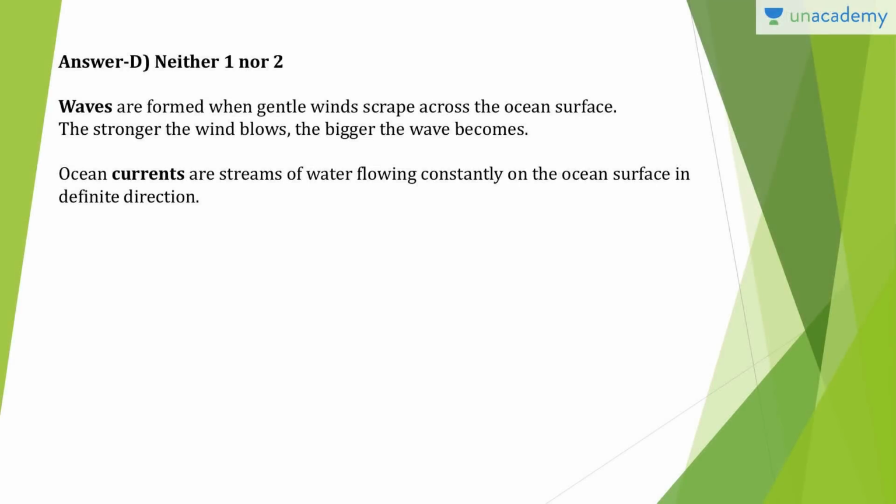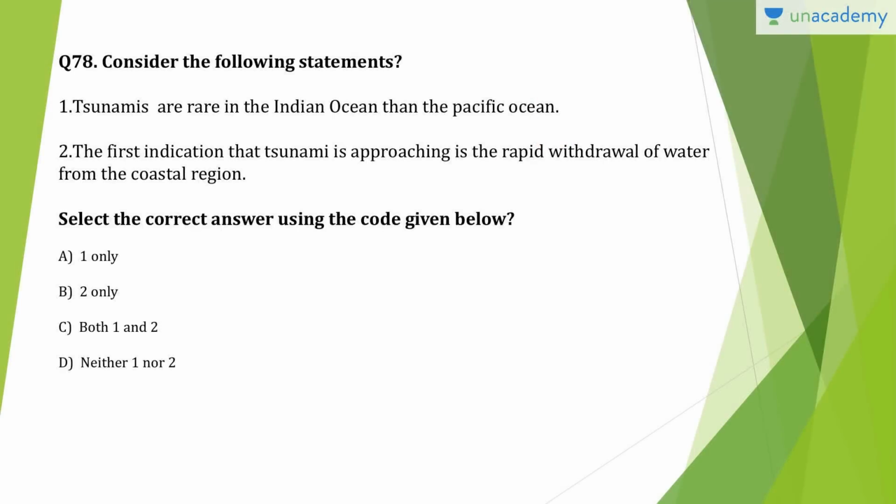So the answer here becomes, waves are formed when gentle winds scrape across the ocean surface. The stronger the wind blows, the bigger the wave becomes, and they can become very big when an earthquake comes through, a tsunami. And ocean currents are streams of water flowing constantly on the ocean surface in one definite direction. So that statement is also correct. So the answer here is D, neither 1 nor 2. So the statements are absolutely correct.